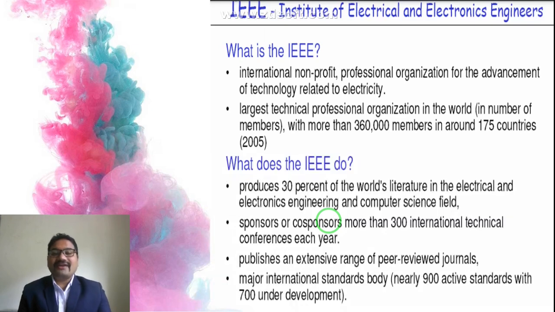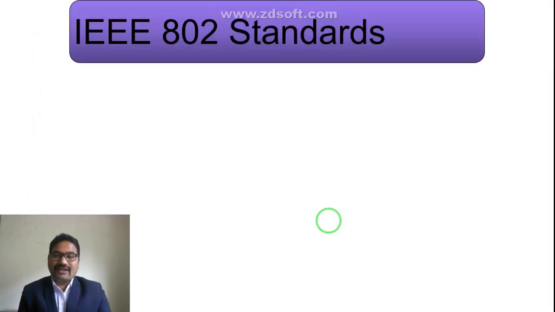And what does this IEEE do? Basically, it produces 30% of the world's literature in the electrical and electronics engineering and computer science fields. It also sponsors or co-sponsors more than 300 international technical conferences each year. It publishes an extensive range of peer-reviewed journals, and it is a major international standards body, with nearly 900 active standards and 700 under development. Now, what are these IEEE 802 standards?